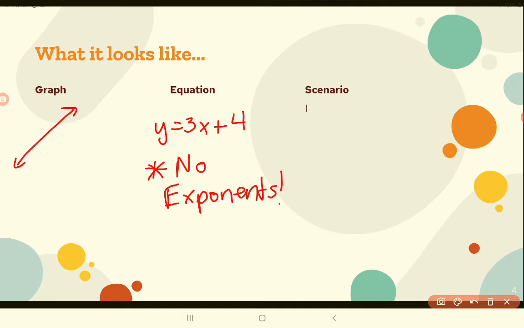What about a scenario? So a scenario that would be for a linear function would be like, let's say you bought some t-shirts and they cost you $5 each. Because they're costing you the same thing every time, that's linear. So buying t-shirts.